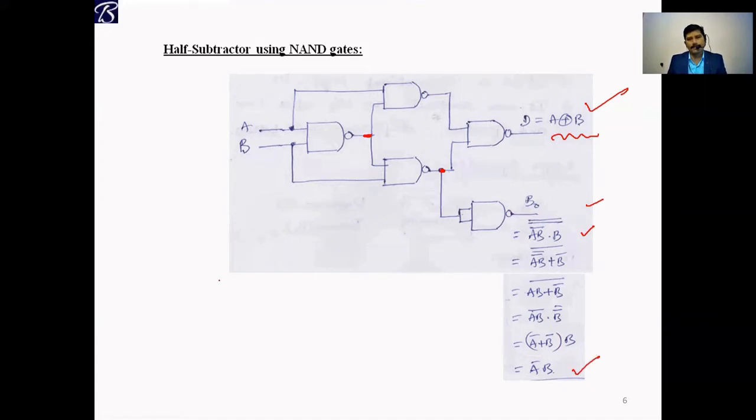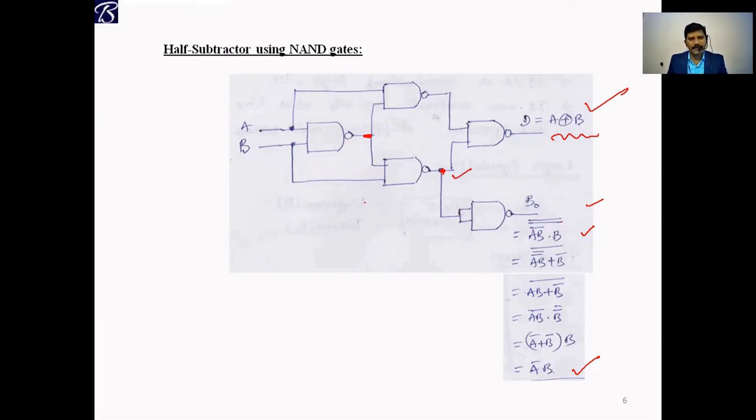Please pause this video and note down. So the conclusion here is that half subtractor using NAND gates requires only 5 NAND gates, the same as a half adder. Instead of taking at this point, you take here. From here, if you take, then you will get A bar B, that is borrow.